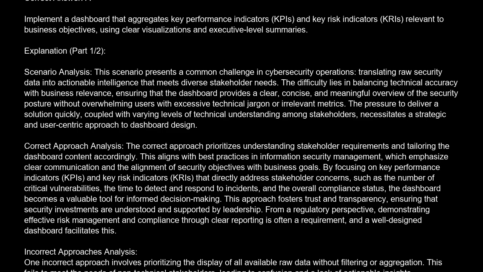Correct approach analysis. The correct approach prioritizes understanding stakeholder requirements and tailoring the dashboard content accordingly. This aligns with best practices in information security management, which emphasize clear communication and the alignment of security objectives with business goals. By focusing on key performance indicators, KPI, and key risk indicators, KRI, that directly address stakeholder concerns, such as the number of critical vulnerabilities, the time to detect and respond to incidents, and the overall compliance status, the dashboard becomes a valuable tool for informed decision-making. This approach fosters trust and transparency, ensuring that security investments are understood and supported by leadership.